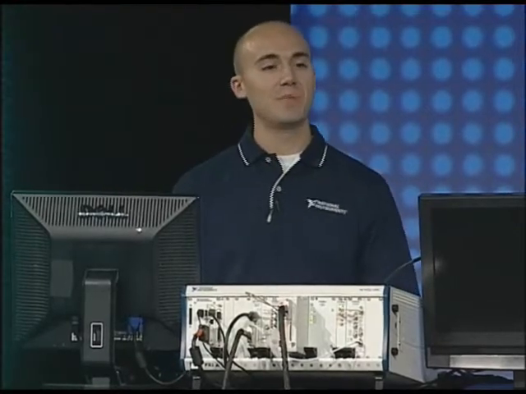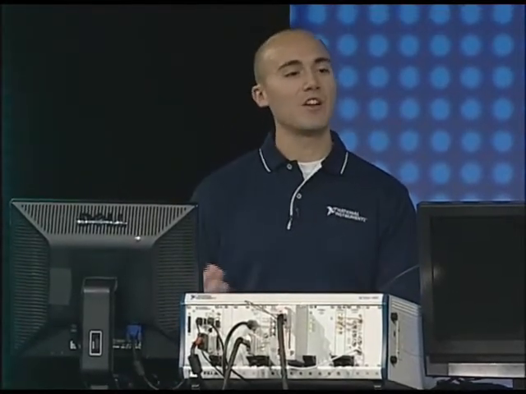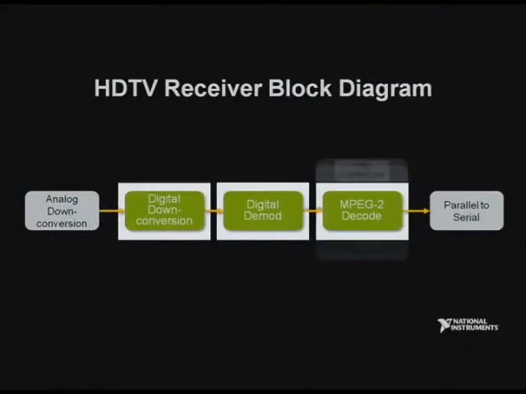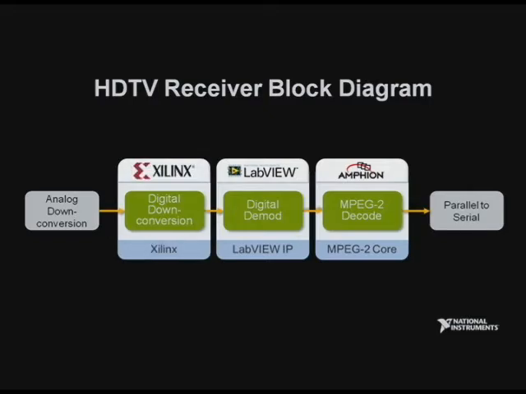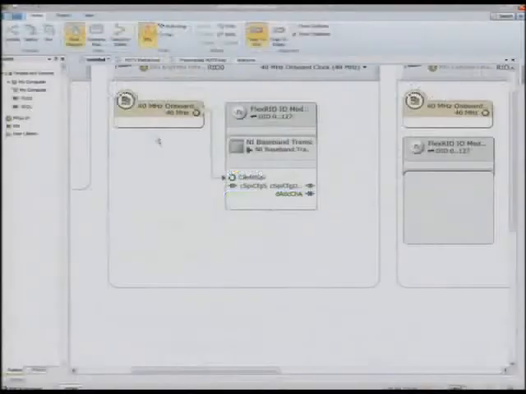Well, now that we've configured our hardware, it's time to start implementing our IP. I've acquired a high-performance MPEG-2 decoder core from one of our partners named Amphion, who specializes in application-specific IP. I also downloaded a LabVIEW FPGA demodulator from our RF communications library on NI Labs. And finally, I know that Xilinx has the last bit of IP that I need to finish off our digital down converter.